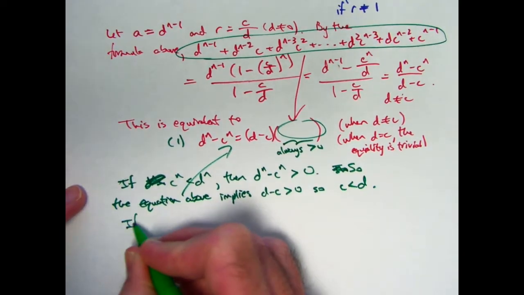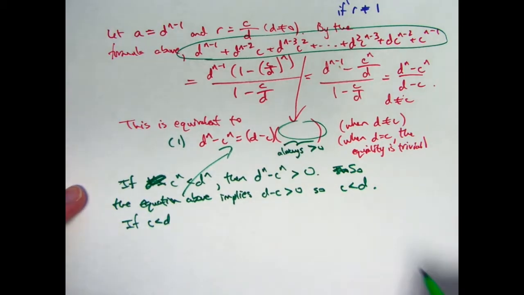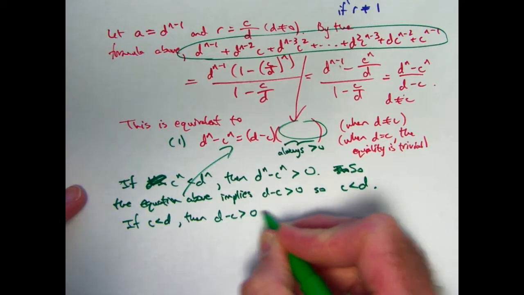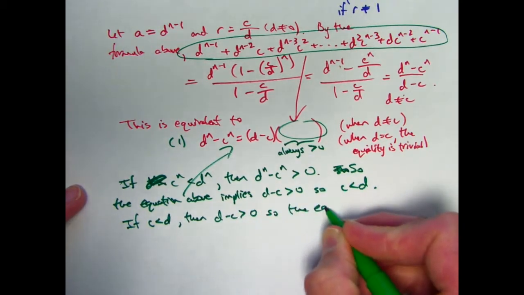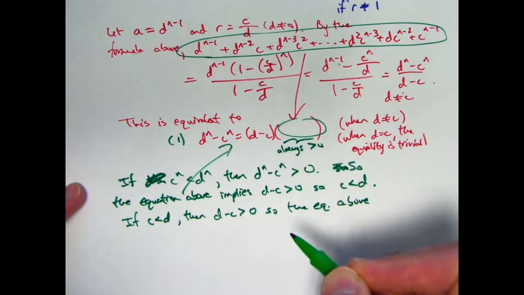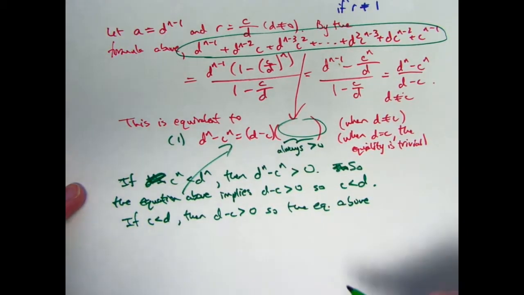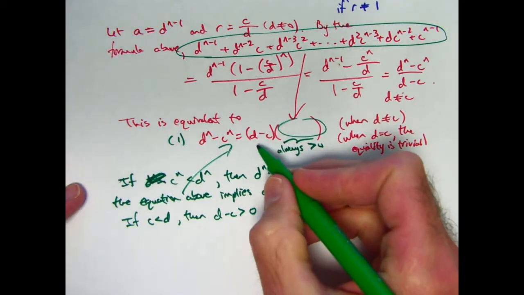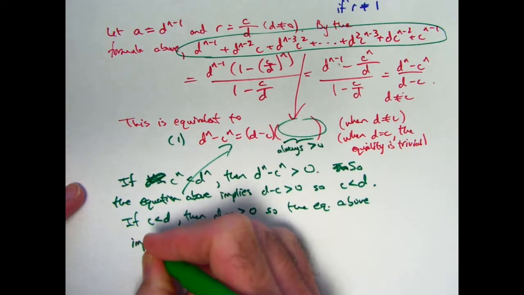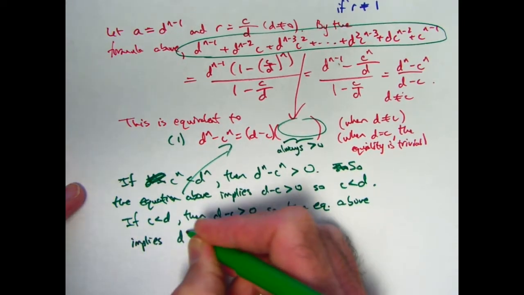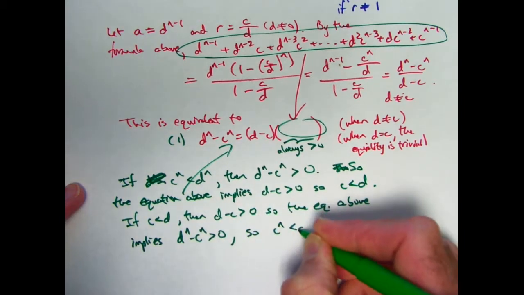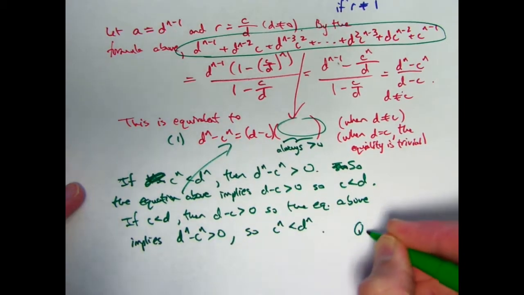On the other hand, if c is less than d, this logic completely reverses itself. Then d minus c is positive, so the equation above, if you've got this always being positive, no matter what c and d are, as long as they're positive real numbers, and if you're assuming this is positive, the product of two positive real numbers is also positive. This implies d to the n minus c to the n is positive, so c to the n is less than d to the n. And basically we are done there.